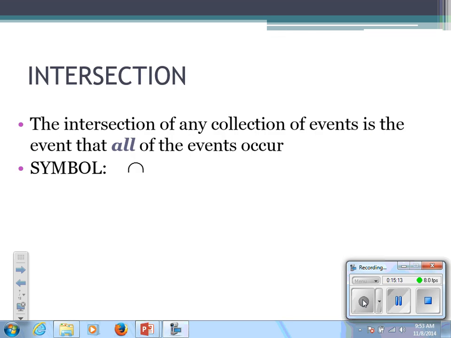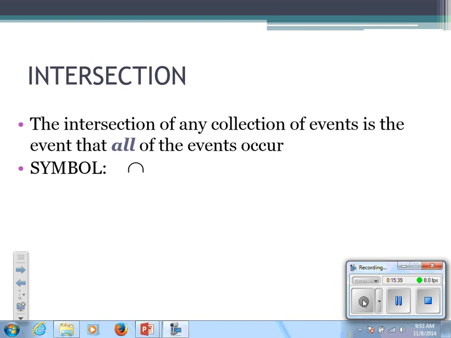All right, let's move on next to some rules regarding the intersection. We covered the addition rule and unions, so now we want to move on to the next part. Intersections, again, that's relating to the word and. That's the area where, as we look at the last diagram, those events overlap each other. So we're saying the intersection of any collection of events is the event that all the events occur.